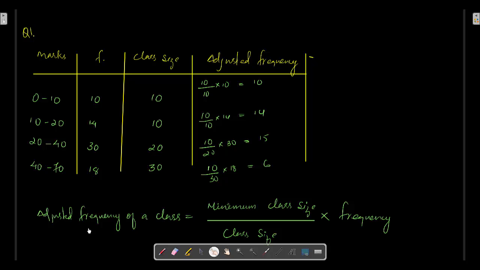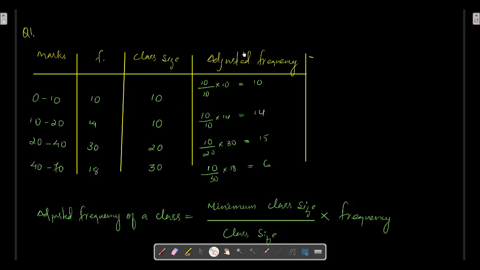With this type of question, you cannot directly go and make a histogram. You have to first adjust the frequency and then go ahead and make the histogram. So let's go ahead and do that. For this question, I want you to make 4 columns. In the first one, write marks, the class intervals as given in the textbook: 0 to 10, 10 to 20, 20 to 40, and 40 to 70. In the second column, write the frequency as given in the textbook: 10, 14, 30, and 18.